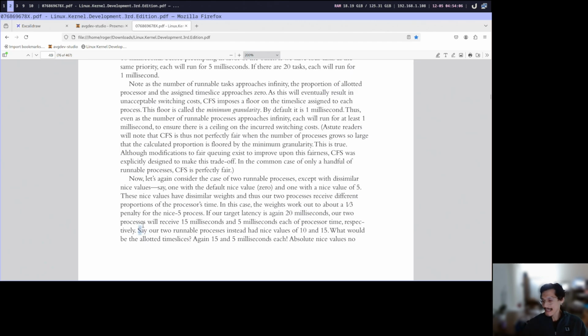So that's like the pie. The whole pie is a targeted latency. Now, depending on that priority, a specific process is going to get more running time. But this running time is always going to be different depending on the nice values.